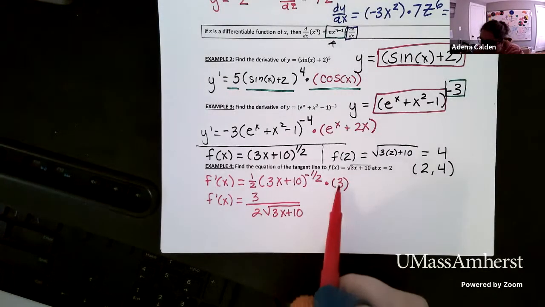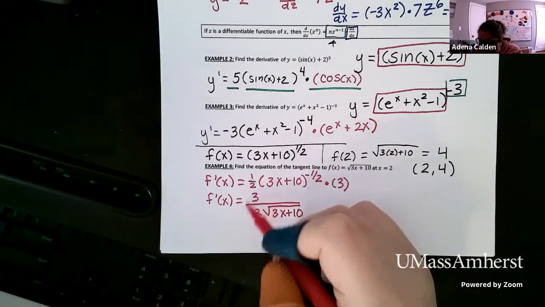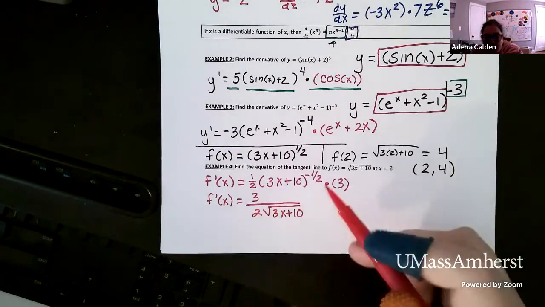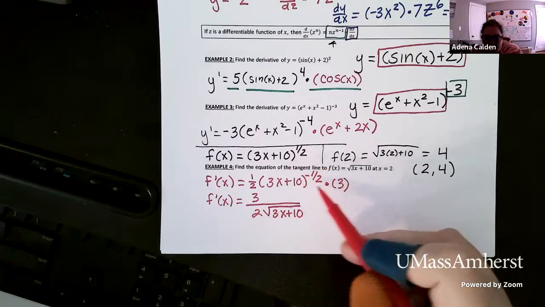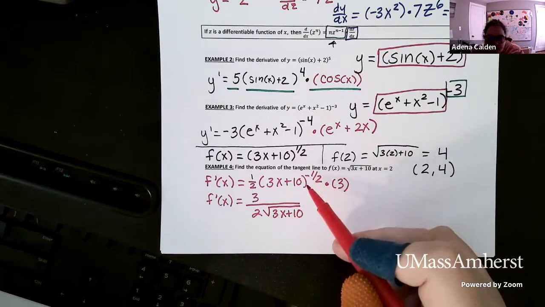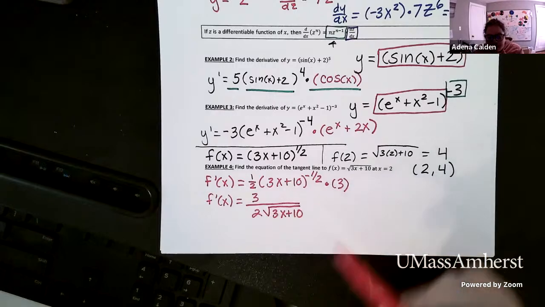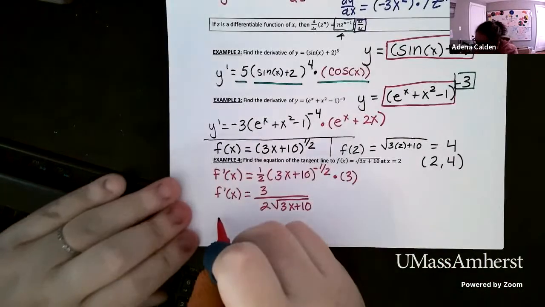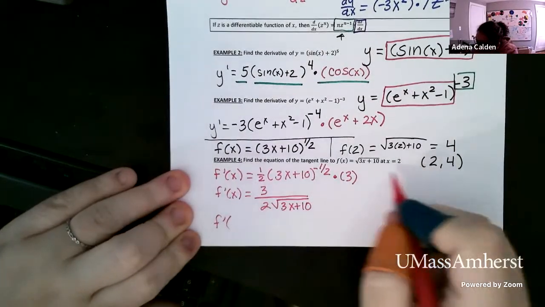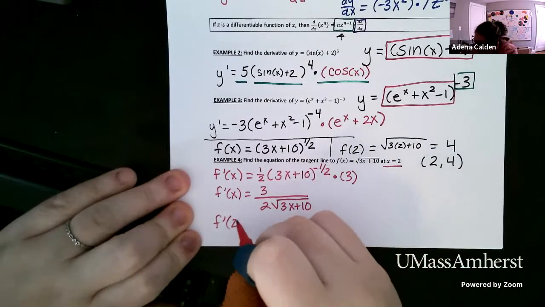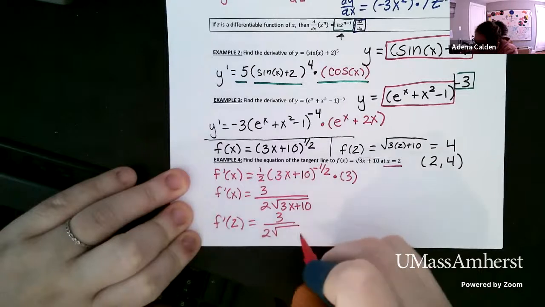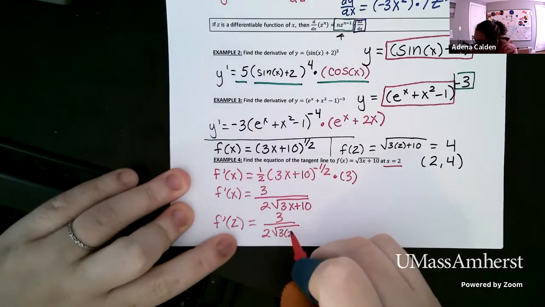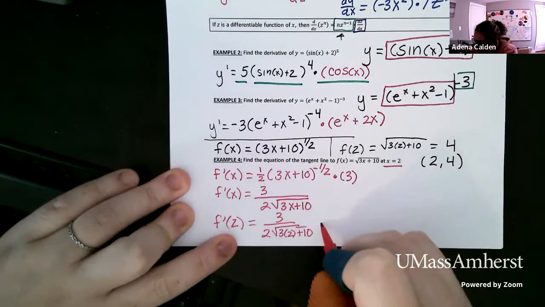But again, I brought the 3 to the front to multiply the half. That's these two constants here. I brought this whole term down to the denominator, which makes this positive. And if you have something to the positive 1/2, that's the same thing as the square root. So now I'm going to plug in my x value. So I have 3 over 2 times the square root of 3 times 2 plus 10.